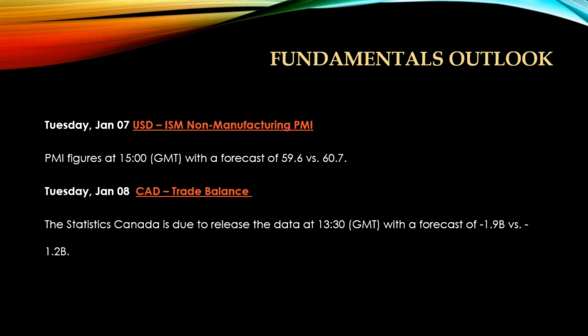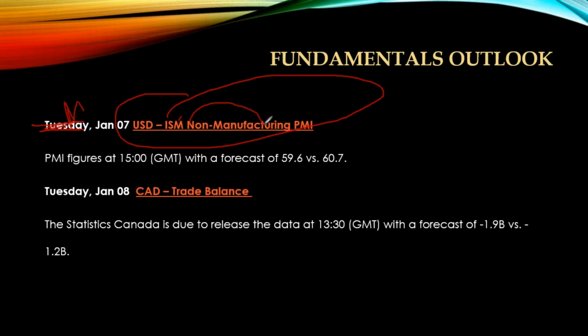So here's the first economic event. That is ISM non-manufacturing PMI. Just ignore the Tuesday. This is not Tuesday. This is Monday, right? So here's the deal. ISM non-manufacturing PMI is here, and as you can see, it's non-manufacturing, which means that this is not a manufacturing figure. We had a manufacturing figure released in the previous week. Right now this is non-manufacturing, which means that this is a services sector economic event.